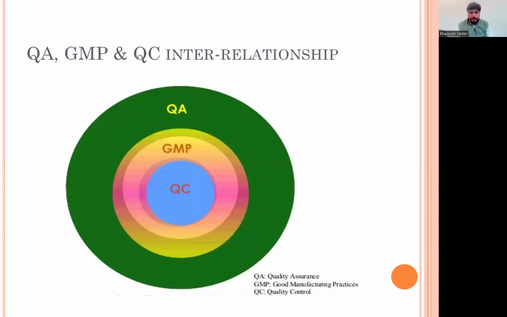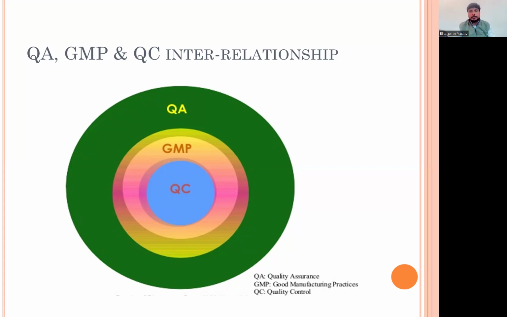Next is a relationship. There is a coordination between QA, GMP, and QC. Everyone is linked up with each other. QA is a department for quality assurance. QC is a department for testing, and GMP is for guidelines, or we can say for principles and procedures. So as per the departments in a pharmaceutical, you can see here in the picture that all around is QA. Means first is QA, then second is GMP, and third is QC.